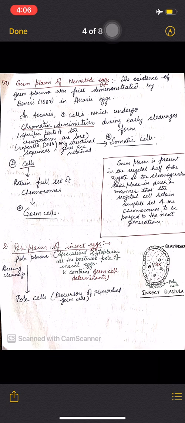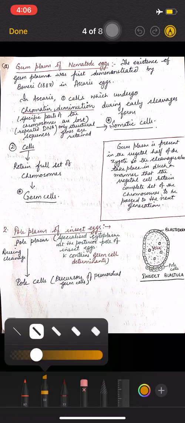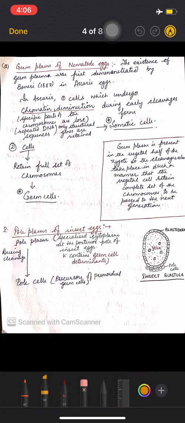So in this, first we will take the example of the germ plasm of the nematode eggs. So nematodes, for example, Ascaris. The existence of the germ plasm was first demonstrated by Boveri in Ascaris eggs, right? So Boveri in 1887 worked on Ascaris eggs and found that there are two types of cells, that is somatic cells and germ cells. Now he observed that the cells which undergo chromatin diminution, क्या होता है कि they lose some specific parts of the chromosomes, and these कौन से parts lose करते हैं? These are actually the repeated DNA sequences, right? So only the structural genes are retained.